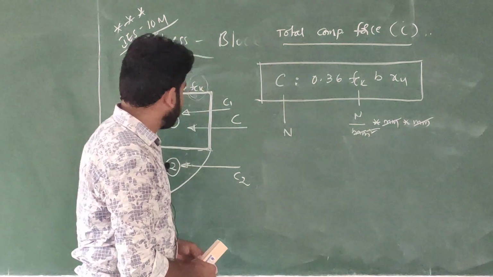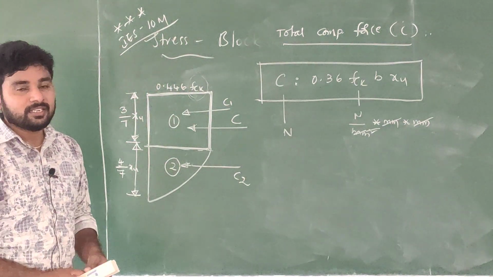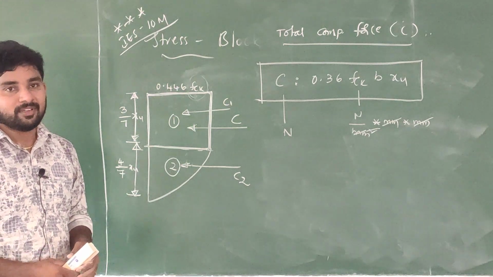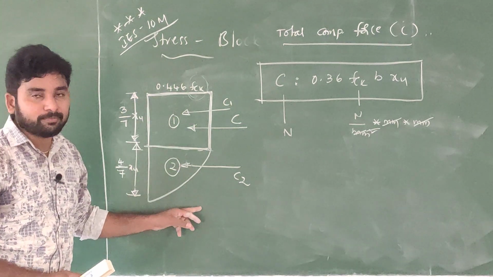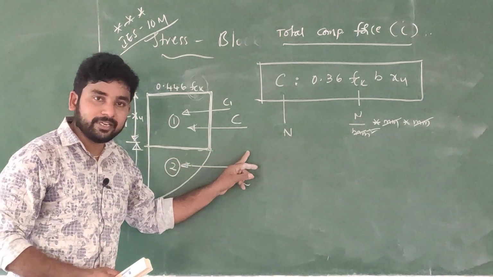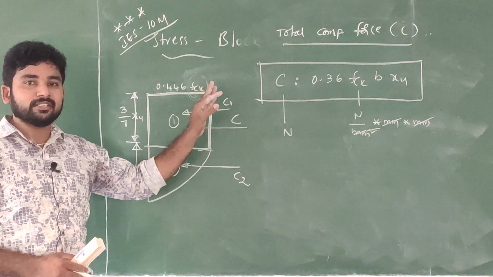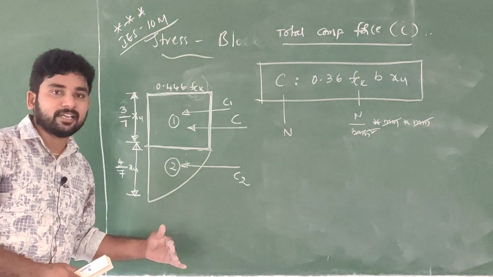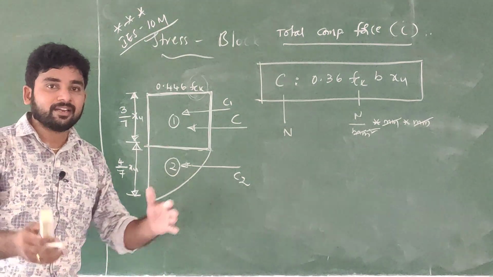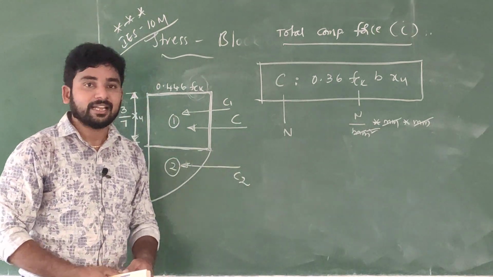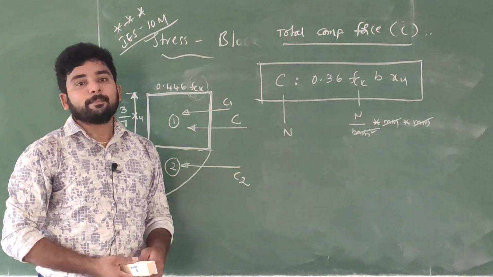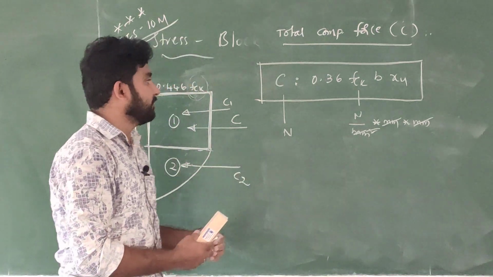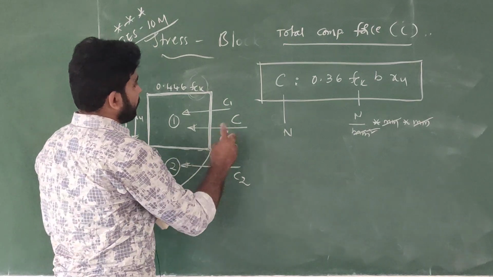But one more thing is, see where this resultant compressive force is acting. If it is a total rectangle, it is acting in the middle. If it is a total parabola, it may be acting 3/8 times from the top or 5/8 times from the bottom. But here half of the portion is rectangle and half of the portion is parabola. So what we will do, we will find out the centroid.